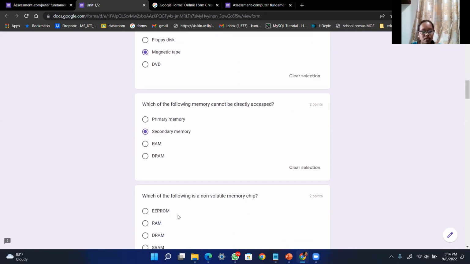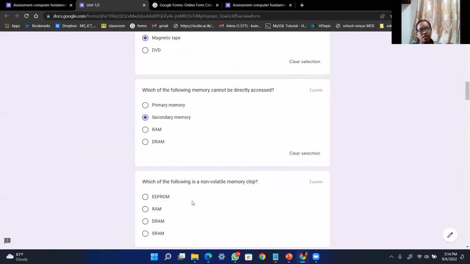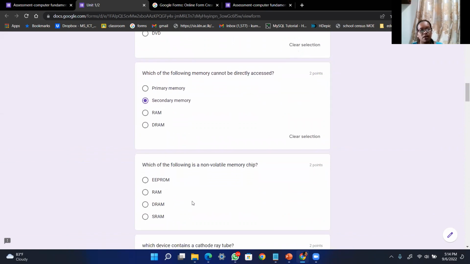So which of the following is a non-volatile memory chip? Non-volatile means permanently can store the data. That means no effect of the power, the electricity, the data are permanently storing. EEPROM, electronic erasable programmable read-only memory.